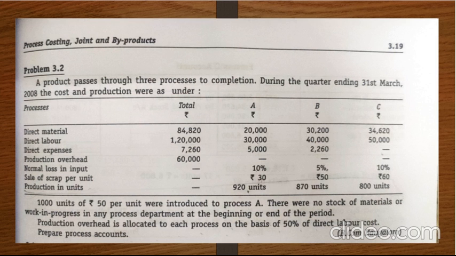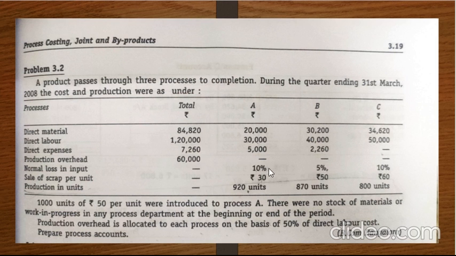When we are selling a certain part of the loss, it is known as sale of scrap per unit. It is known as sale of scrap. So in this, they are telling you product A has 10% loss in the input. So your input is 1,000 units. So 1,000 units at rupees 50 per unit were introduced to process A. So that is your input, as it has been introduced for your first process A.